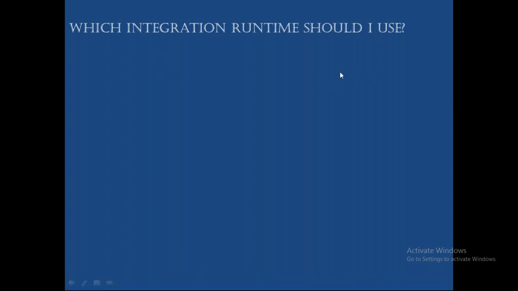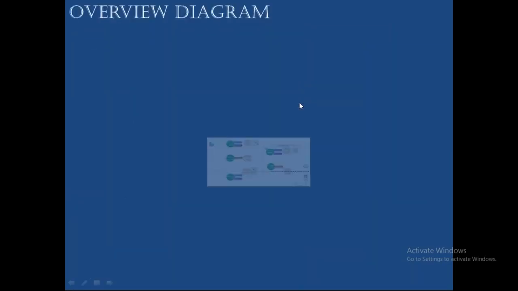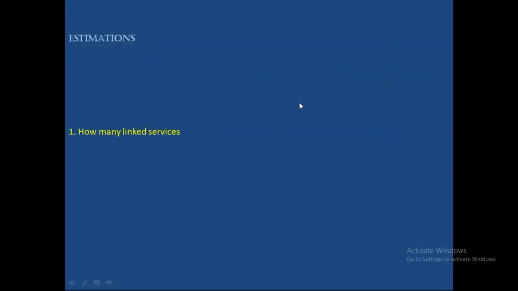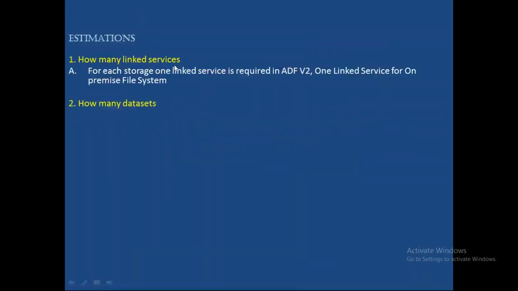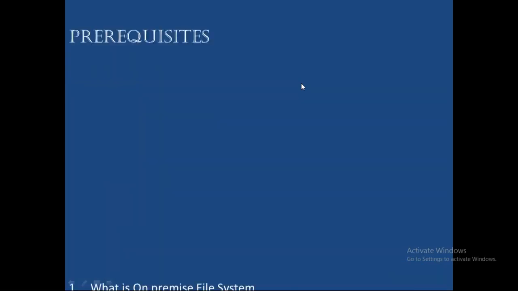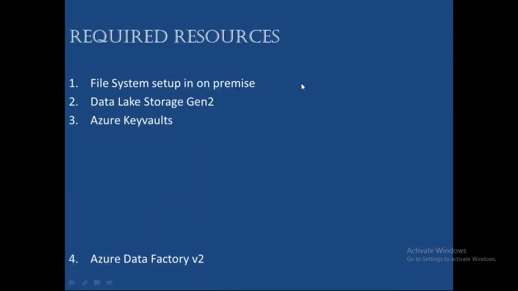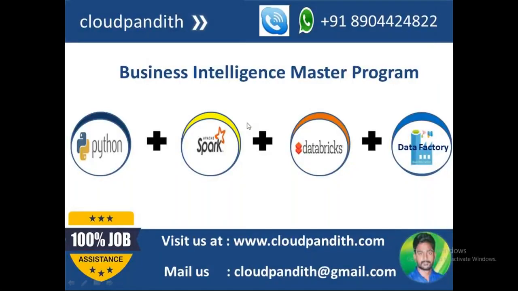Which integration runtime should I use? So all these things we discussed, friends. Next, these all things we know. Integration, like estimations also, you know how many linked services we need. One linked service for ADF V2, all these things we know. So let me just start with the practicals. Key vaults, data factory, schedule, trigger, datasets, all these things you know. So we need only a file system setup, on-premise, data lake storage, key vault and data factory.